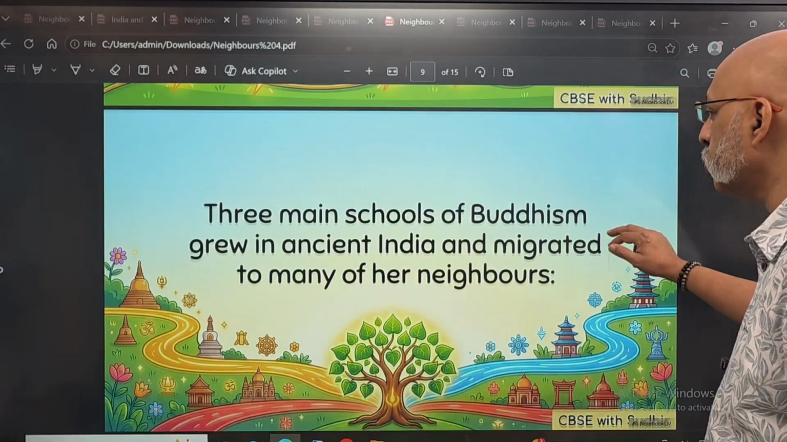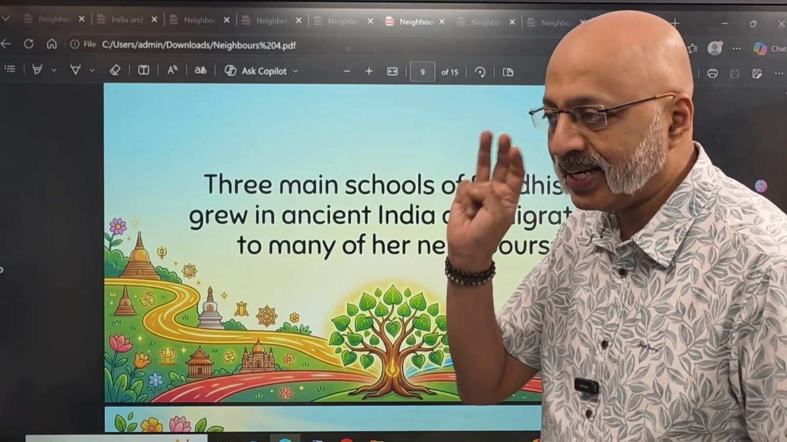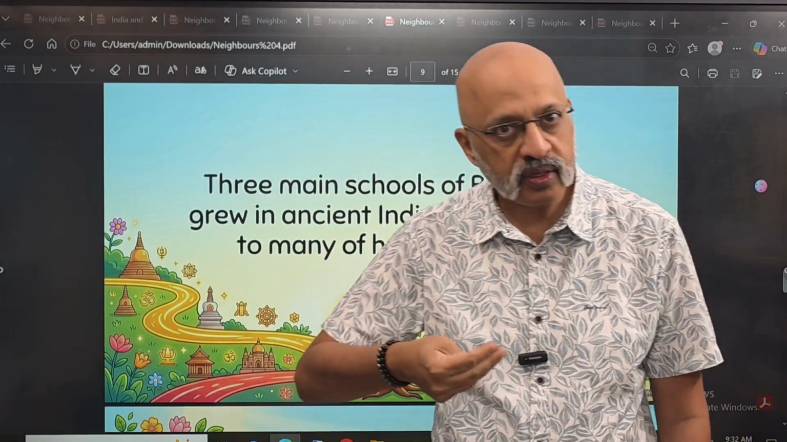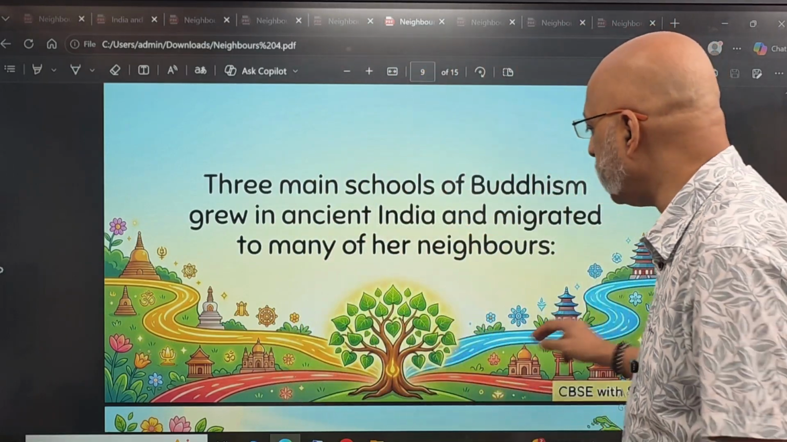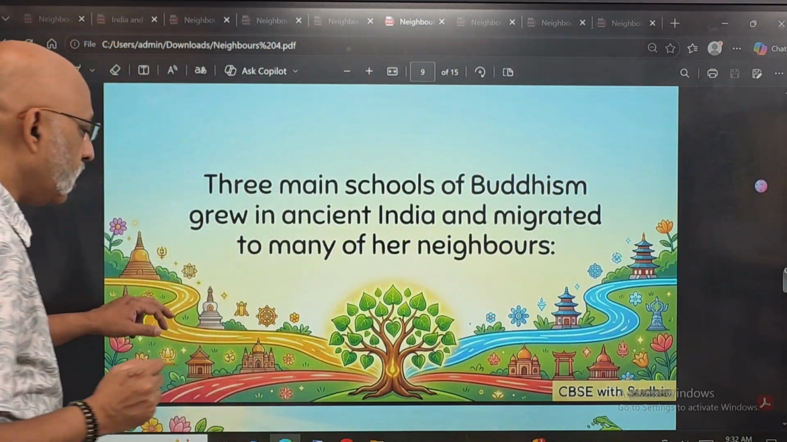Then three main schools of Buddhism grew in ancient India and migrated to many of our neighbors. So let's understand the three schools of Buddhism. What is the difference between them, right? What do they essentially mean, and which countries did these three different schools actually go to?